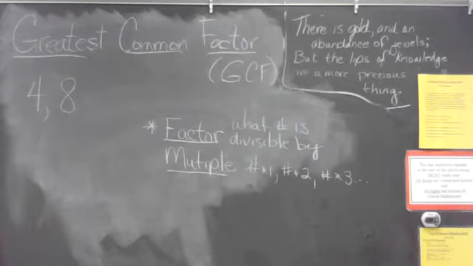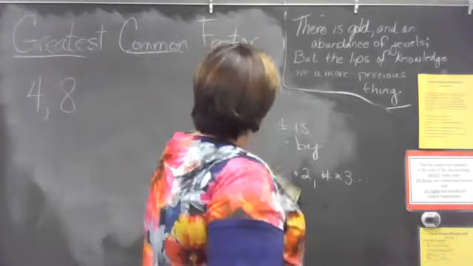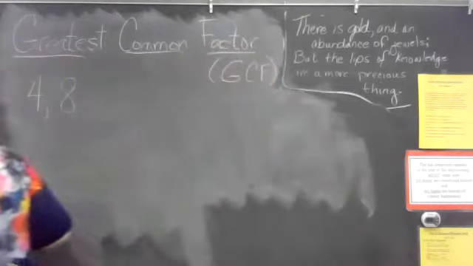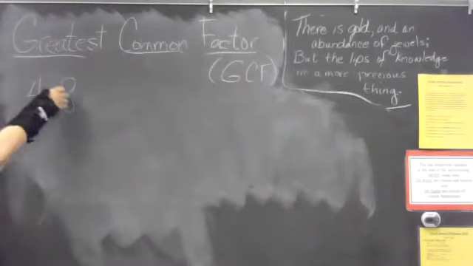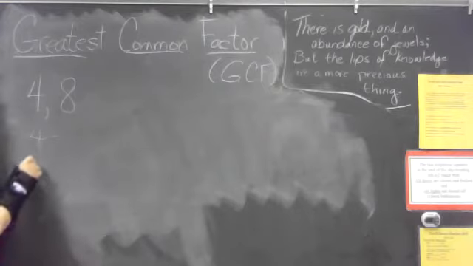There are 2 ways that you can do this. Your worksheet has you do it one way. I'll show you the other way. It's pretty much the same, but you might see one of those as easier. On your worksheet, it has you list the factors of each number. So if we want to find the greatest common factor between these 2 numbers, then we need to find all the factors of 4, and then we need to find all the factors of 8.